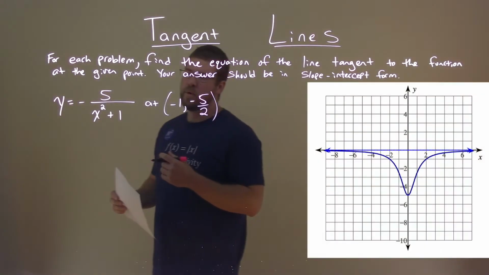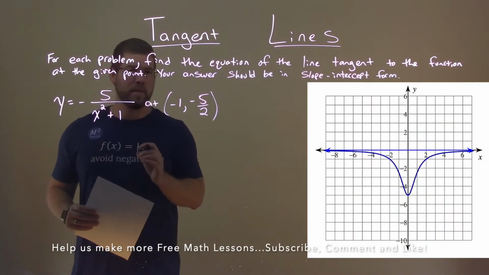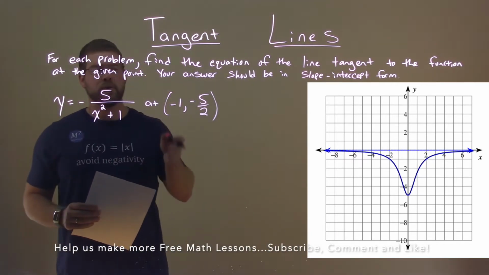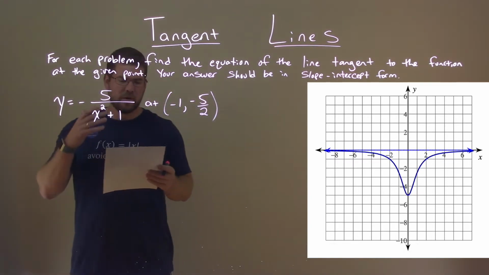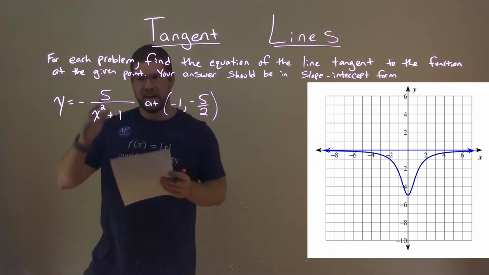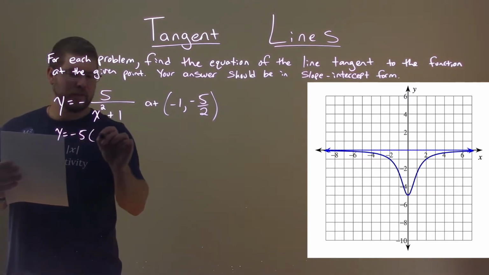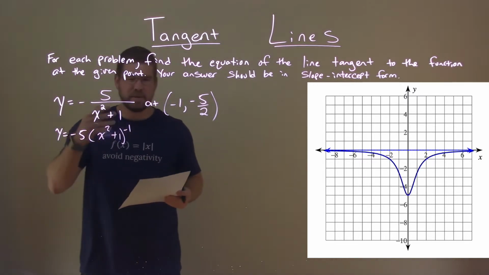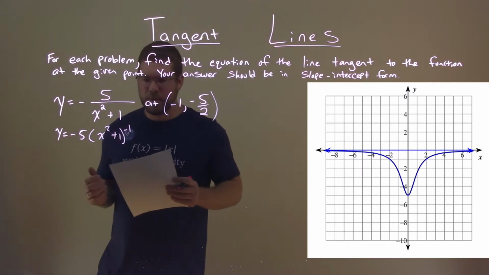We're given this problem right here, y equals negative 5 divided by x squared plus 1, and we want to find the equation of the line tangent to the function at (negative 1, negative 5 halves). First, I want to find the derivative of our function, and to do that, I like to rewrite this as negative 5 times (x squared plus 1) to the negative 1 power. That's just my preference, since I find it easier to take the derivative this way.